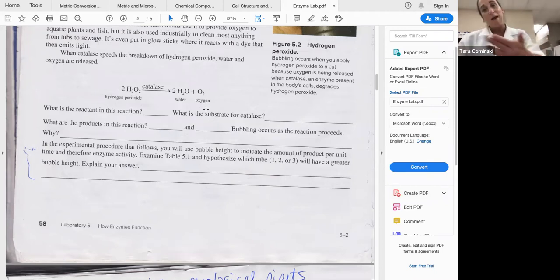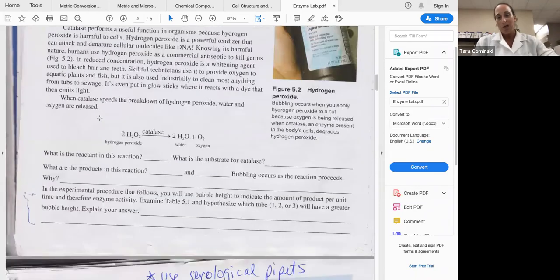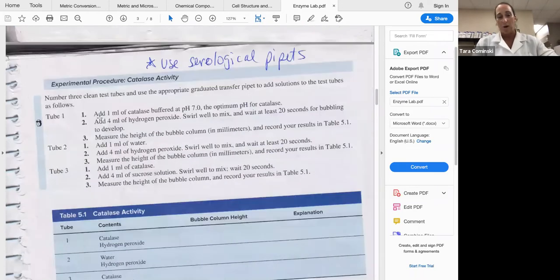I'll probably ask you about where catalase is found in the cell. The answer is in the peroxisome, okay, in the peroxisomes. All right, so like I said, you can read through this background information. I pretty much hit the high points here. So let's get going with the actual experiment, okay?